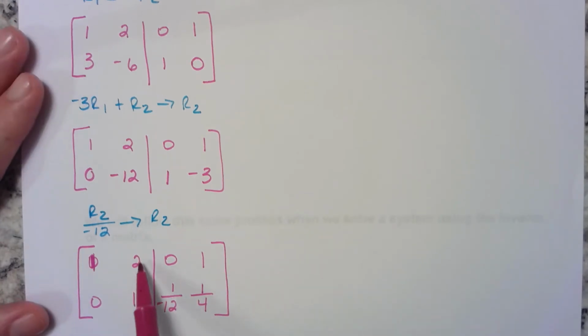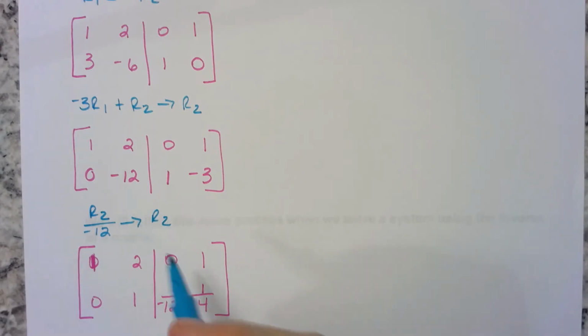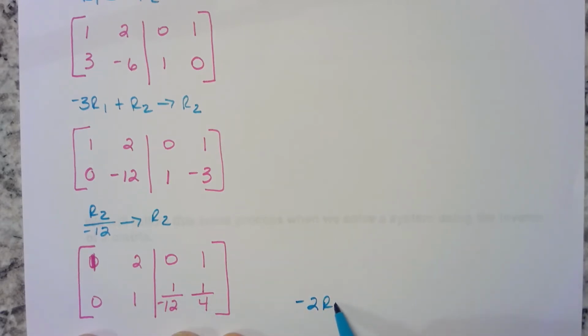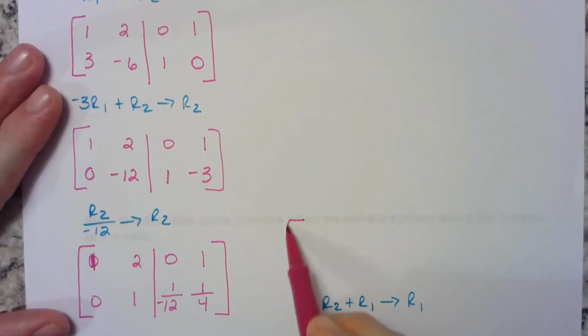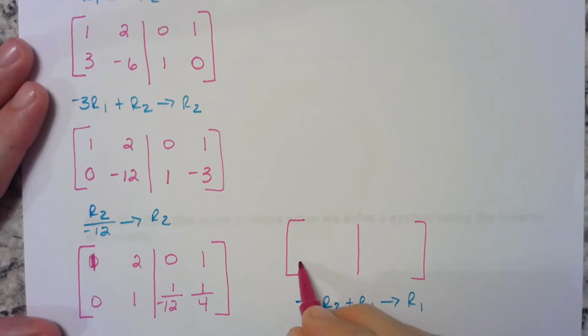The next thing we need is for this to be a 0. Well, what do you add to 2 to get 0? -2. Multiply it by the row with the 1 in it, so -2 times row 2, add it back to row 1, and that'll give us the new row 1. That means row 2 stays the same.